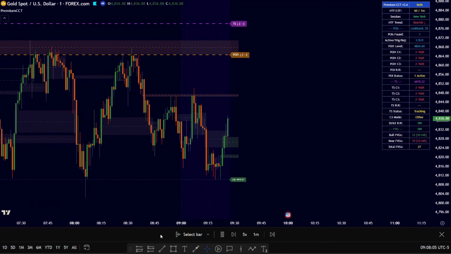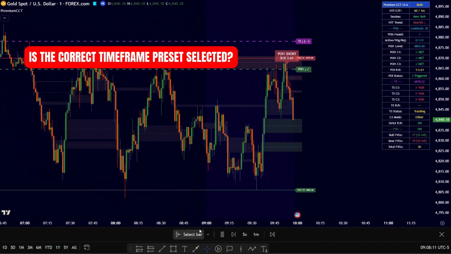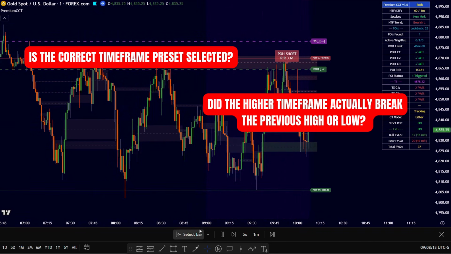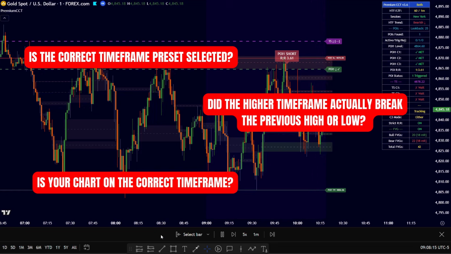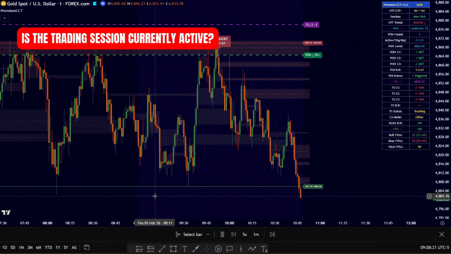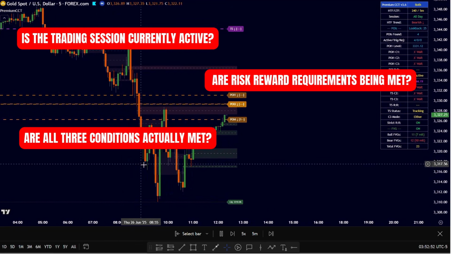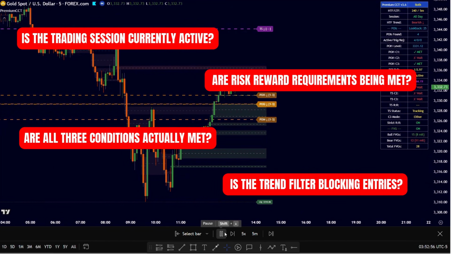For general troubleshooting, if you're not seeing any setup at all, ask yourself these questions. Is the correct time frame preset selected? Did the higher time frame actually break the previous high or low? Is your chart on the correct time frame? If no entries are triggering, check these things. Is the trading session currently active? Are risk-reward requirements being met? Are all three conditions actually met? Is the trend filter blocking entries?